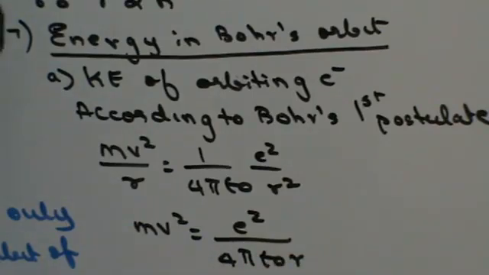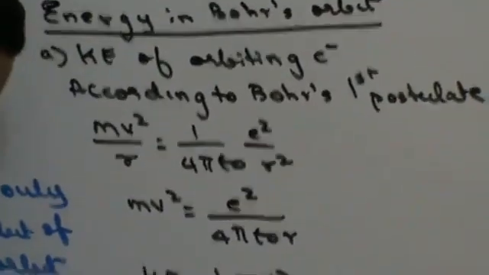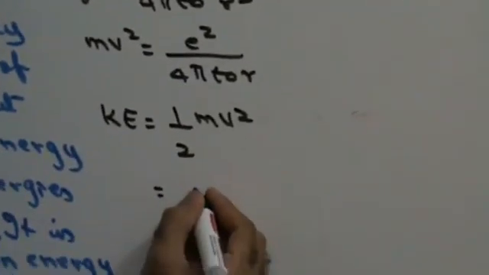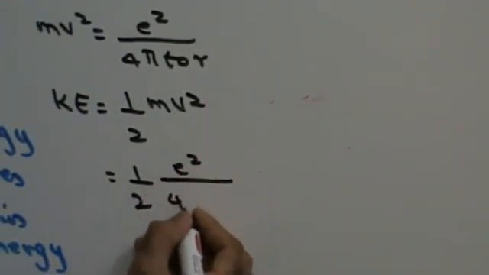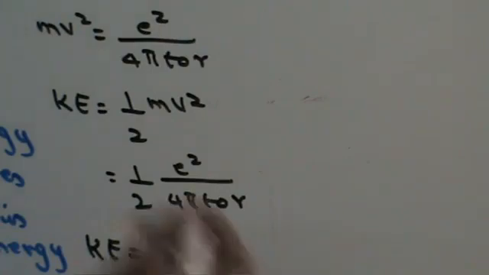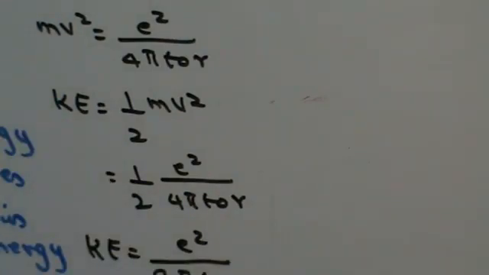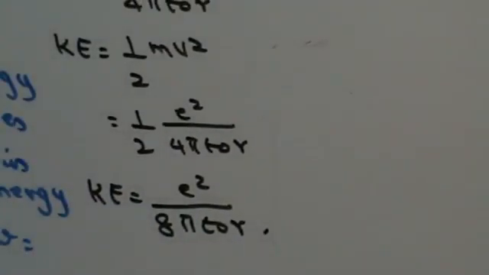And kinetic energy we know is nothing but half mv square. So I can therefore say that mv square can be substituted. So that will be e square upon 4 pi epsilon 0 r. So kinetic energy is going to be equal to e square upon 8 pi epsilon 0 r. That will be the kinetic energy possessed by the electron in Bohr's orbit. Now let's find out the potential energy possessed in the Bohr's orbit.